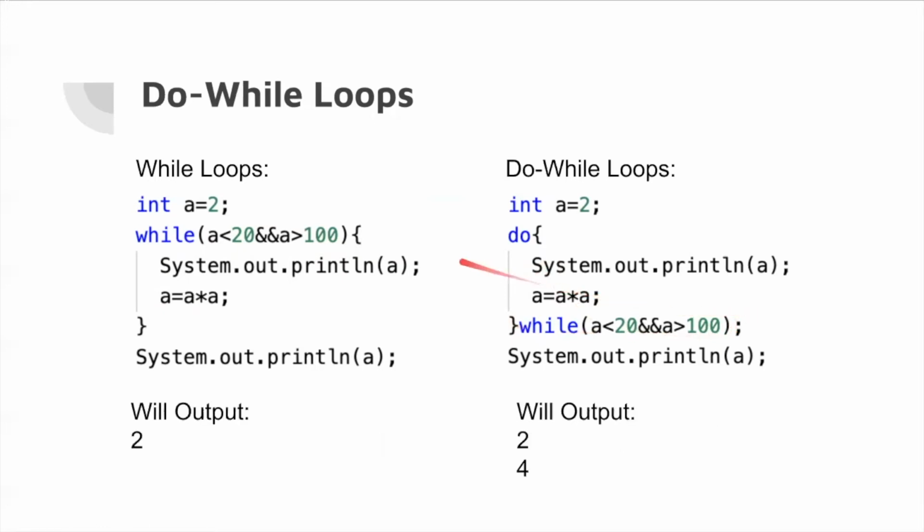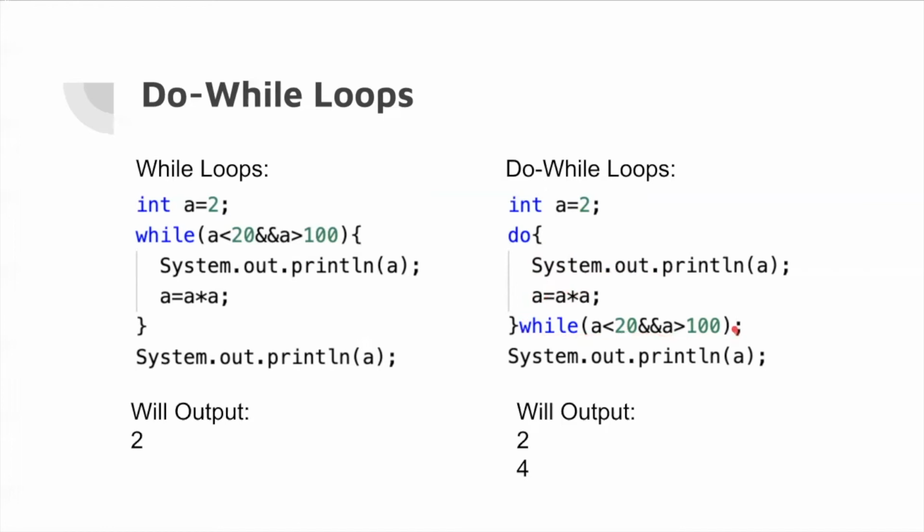All right, so the while loop would output 2 because this block of code doesn't run even once, so it just prints out A. So A is 2. And then do while loops will print out 2 and 4. So first A is 2, and it runs this code right over here.